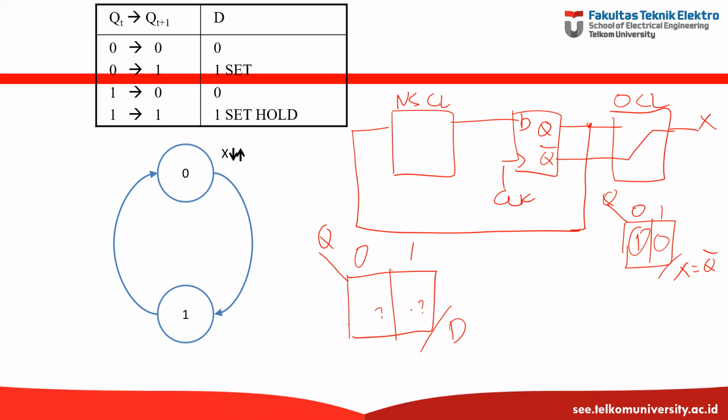To enter this value in the K-map, we need the transition table. This is the transition table. The table that explains the output 0, clock, stay 0, will happen when D is 0. For example, like that.